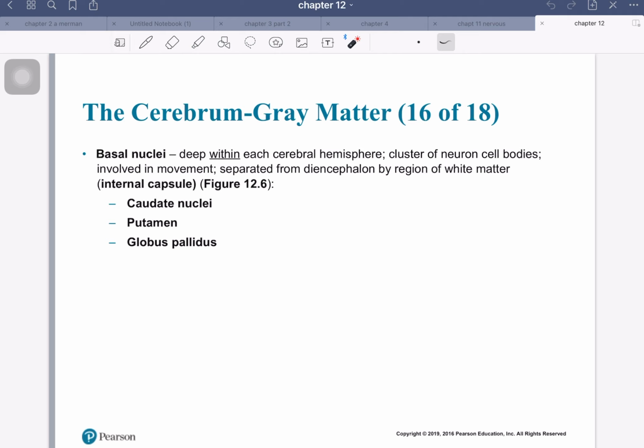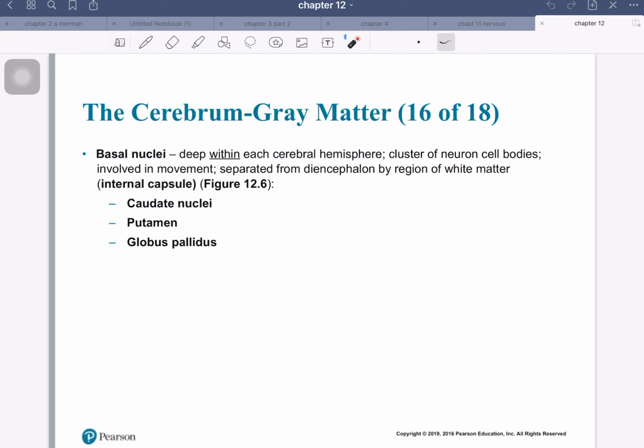Certainly higher level courses in neuroanatomy and neurosciences would spend much more time on the interconnections. There's a number of nuclei within here that communicate with each other, but let's at least get some of the basic names and functions. So the basal nuclei, they're really located deep within each of the cerebral hemispheres. And remember, when I use the word nuclei, we're looking at a cluster of neuronal cell bodies.